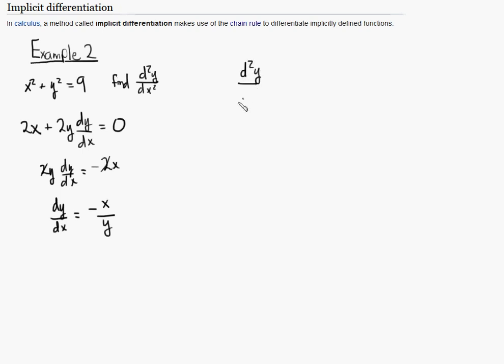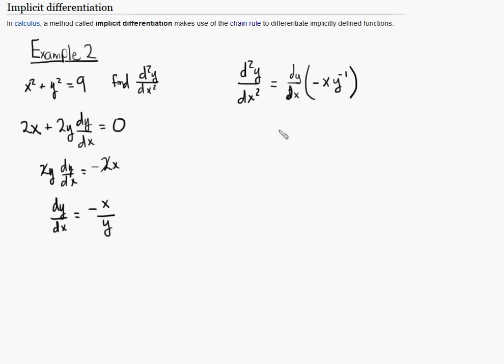d2y/dx2 is equal to the derivative of this function. So I'm going to write d/dx of negative x, and I'm going to write y to the negative 1 so I can use the product rule.